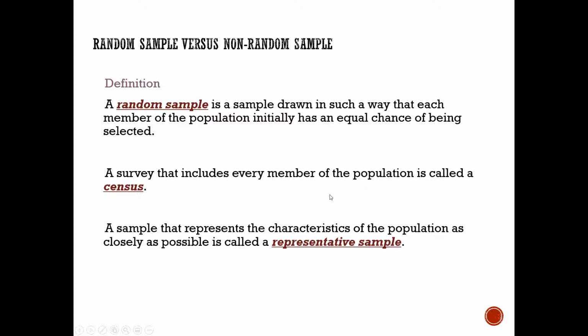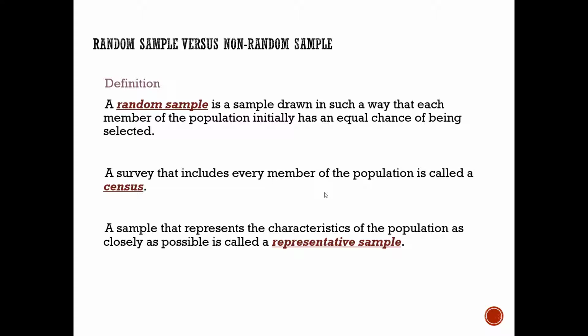Now, the next type of definition we need is something called a census, and it's a survey that includes every member of the population. Now, it's very difficult to get census data. Look at the United States. We do a census every 10 years, and it's almost impossible to get everybody in the United States to participate. But what we're looking for is pure population data, and that's called census data.